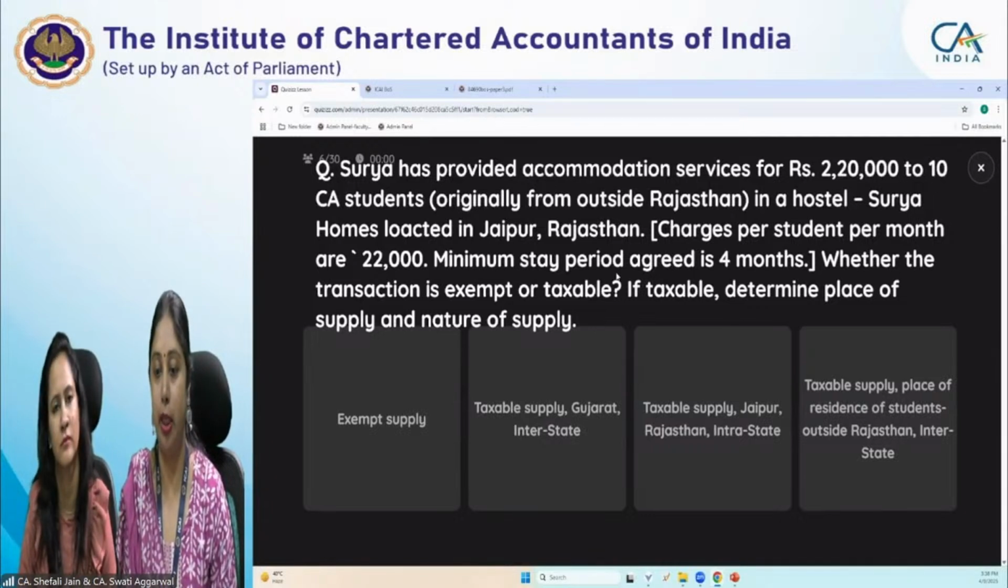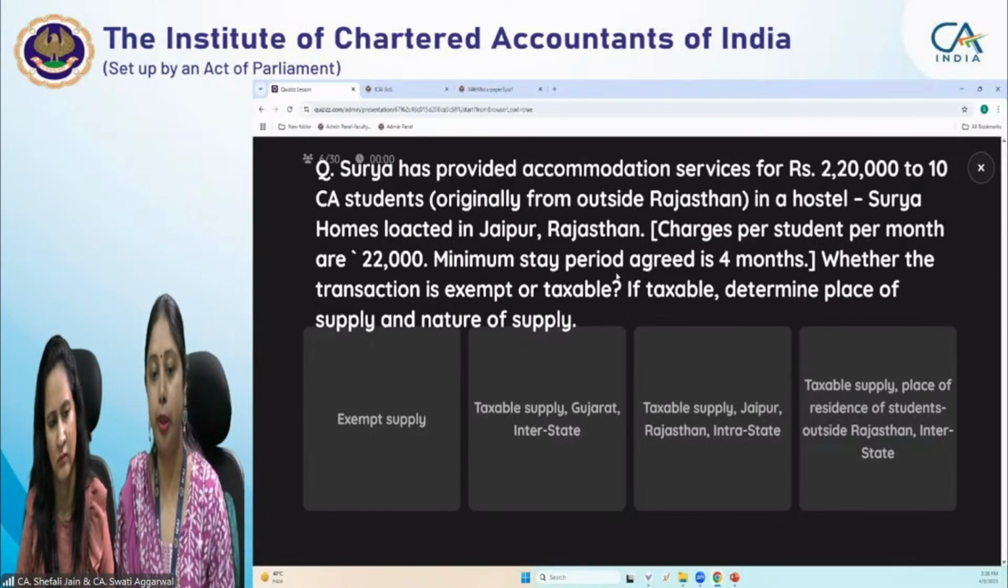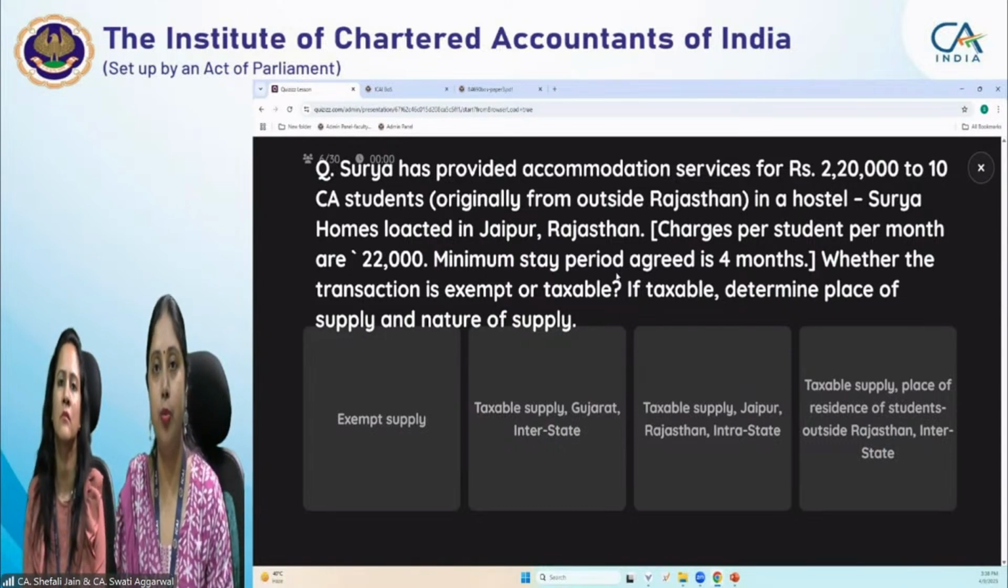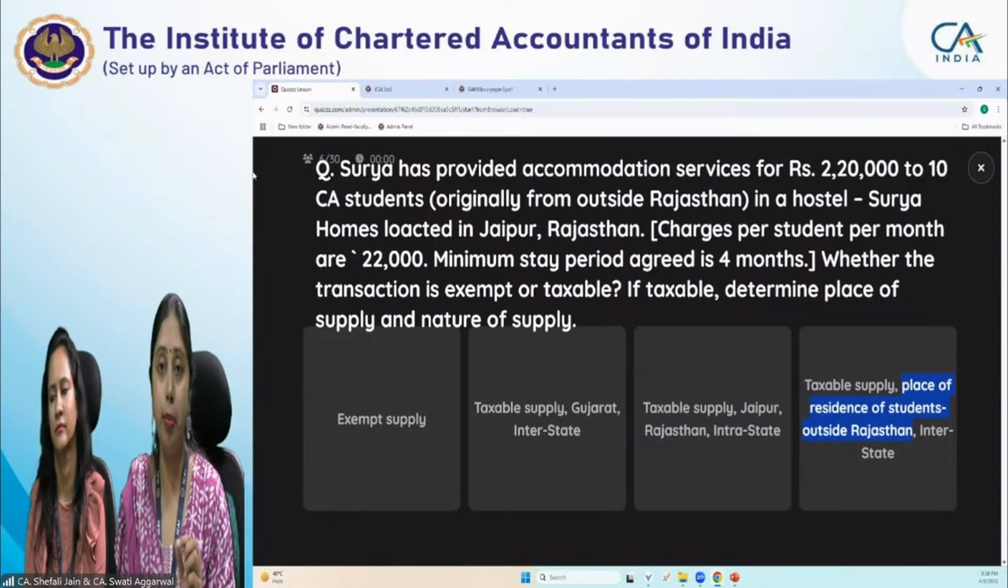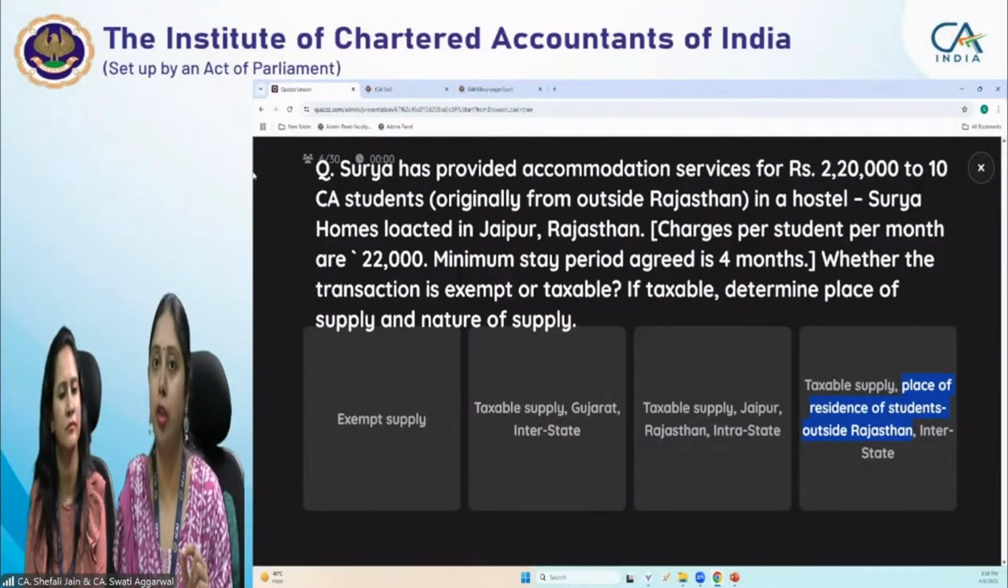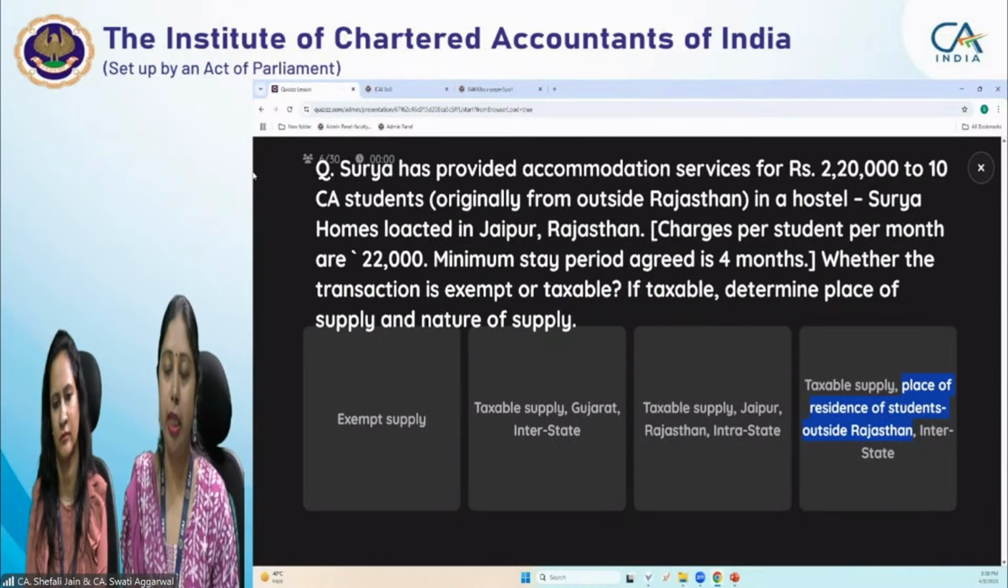Now comes the place of supply. Again, for accommodation services, as we discussed, the place of supply is determined as per the location where the property is located. Here the property is located in Jaipur, Rajasthan, and therefore the place of supply becomes Jaipur, Rajasthan, and not the place where each of the students is located. That is why we have given this option, to confuse you and to tell you this concept that the place of residence of students is immaterial in case of accommodation services. The location of the immovable property is relevant, and that is the place of supply. Since the location of the supplier is in Rajasthan and the place of supply is in Rajasthan, this becomes an intrastate supply.